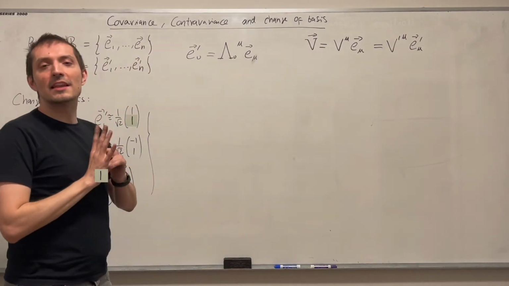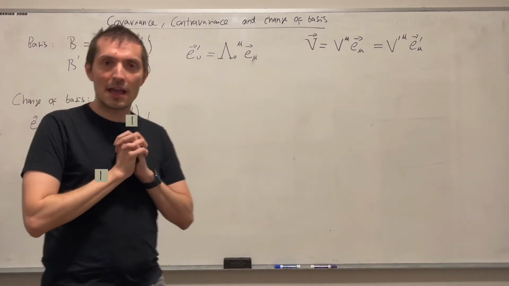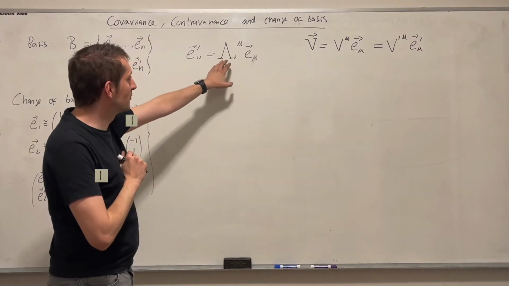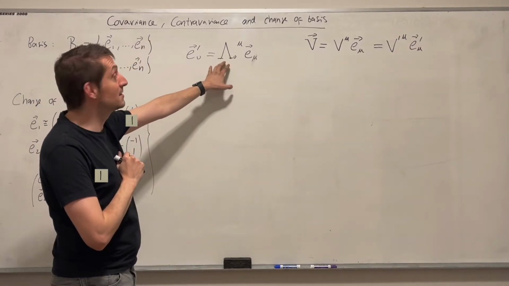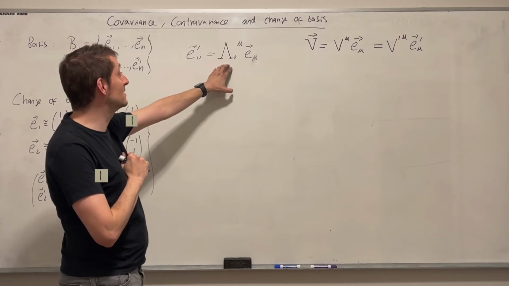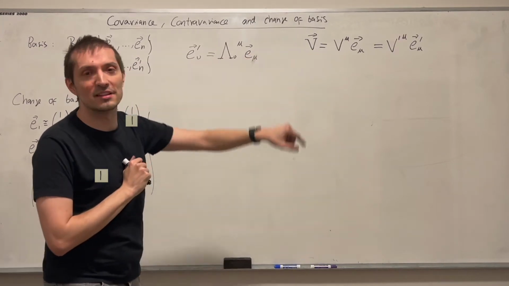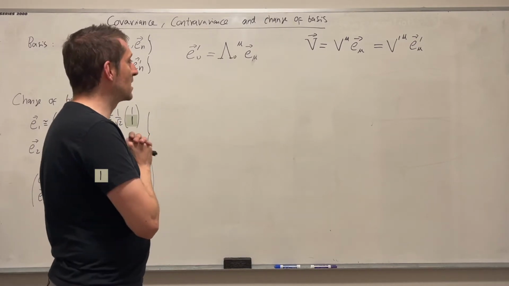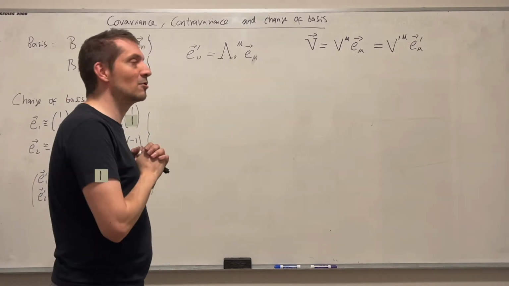Now, the question that I have for you, what we're going to deal with right now, is if the elements of the basis transform with this matrix lambda, this matrix of change of basis, how do the components transform? That's what we're going to figure out now, and that's going to give us a definition of covariance and contravariance.